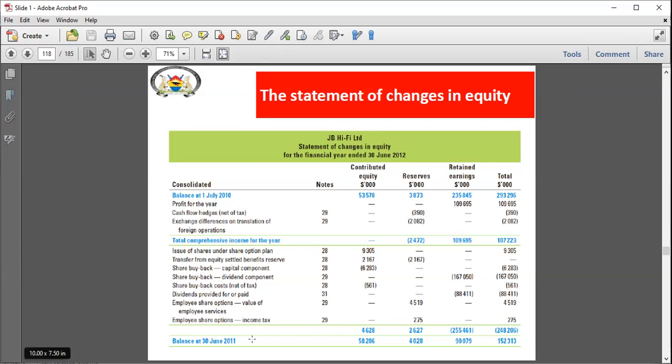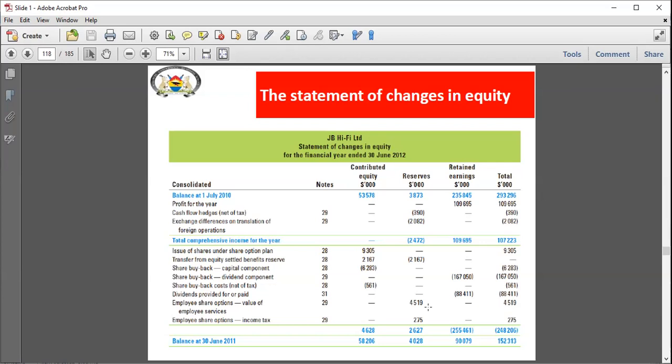Now, a statement of changes in equity keeps on varying based on the company at hand. So if a company does not have a reserve, it will not have a reserve column in its statement of changes in equity. If a company has a revaluation surplus, it will have a respective column, because revaluation is also part of equity.